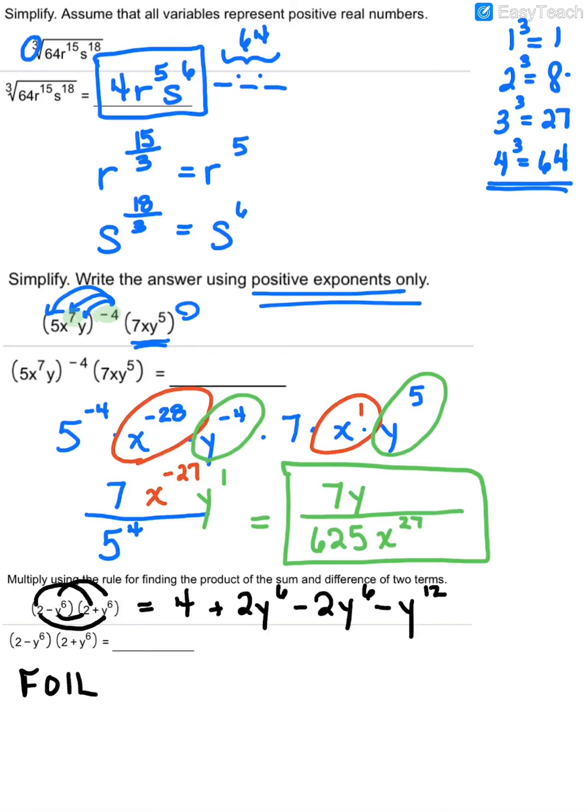Okay, so if I go ahead and simplify this, you'll notice these two terms zero each other out. So my final answer here is just 4 minus y to the 12th power.